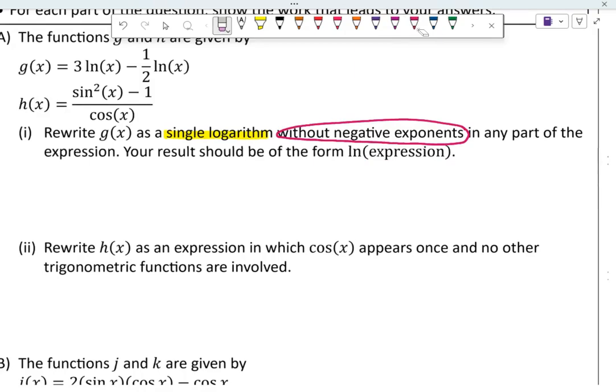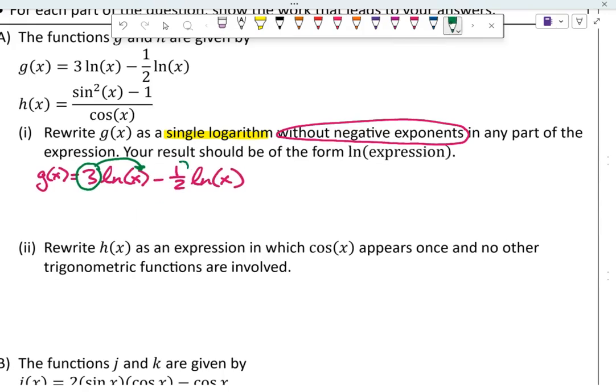Starting with g of x. So g of x is equal to 3 natural log of x minus 1/2 natural log of x. We are condensing. What's our first thing we do, guys, when we condense? Do you remember? How are we going to get exponents there? The numbers in the front, where do they go? The back. Now, they said they want no negative exponents, so am I going to do negative 1/2?